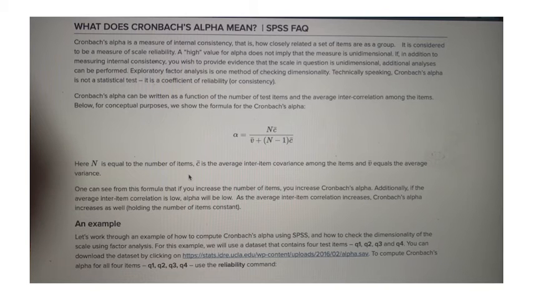In SPSS, you can obtain covariances by going to Analyze, Correlate, Bivariate, then shift Q1, Q2, Q3, and Q4 to the Variables box and click Options. Under Statistics, check Cross-Product Deviations and Covariances, click Continue and OK to obtain the output.